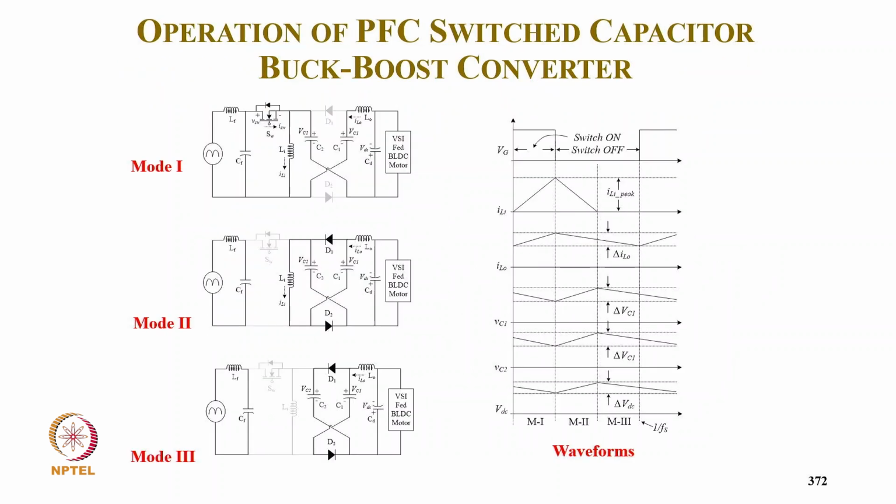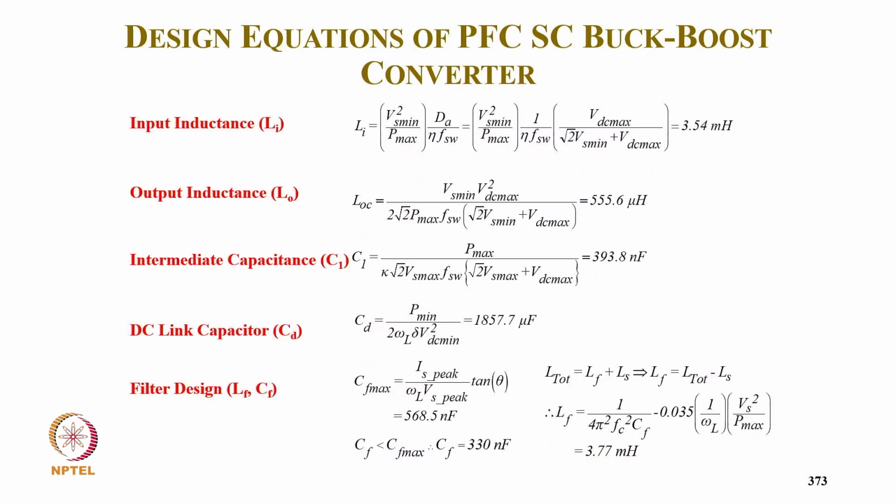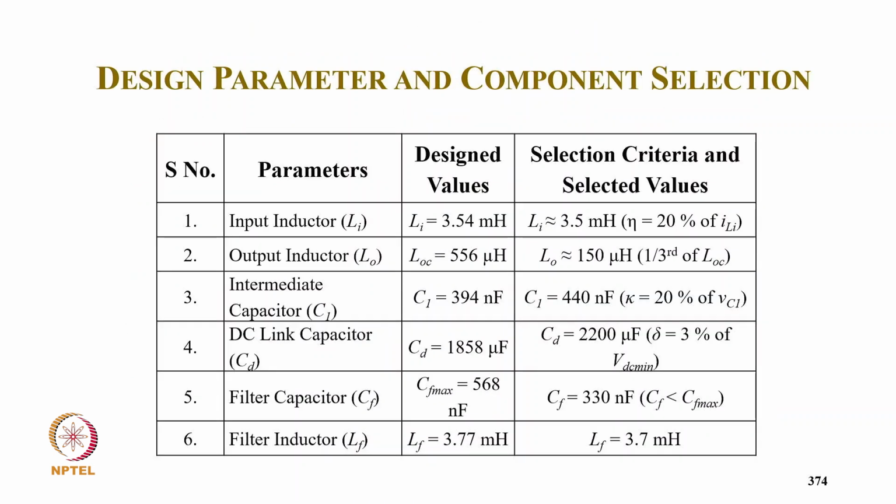These are of course different modes. The device conducting, diode conducting, and out of the two, and you can see clearly the input inductor current is discontinuous, output inductor and capacitor are continuous. These are the calculations: input inductor 3.54, output inductor 556.6 microhenry, then the energy transfer capacitor 390.58, and DC link capacitor 1857.7, EMI filter CF equal to 330 nanofarad and LF equal to 3.77 millihenry.